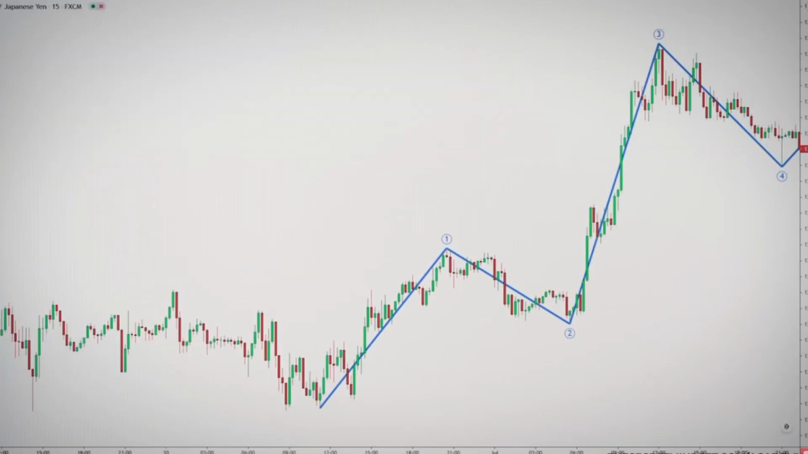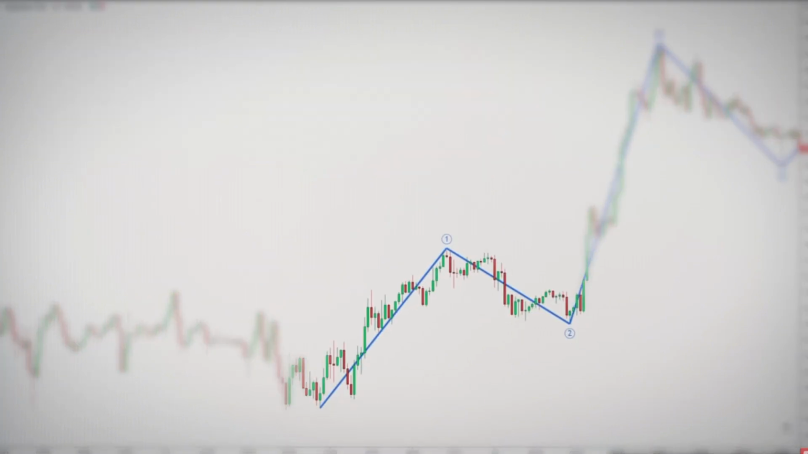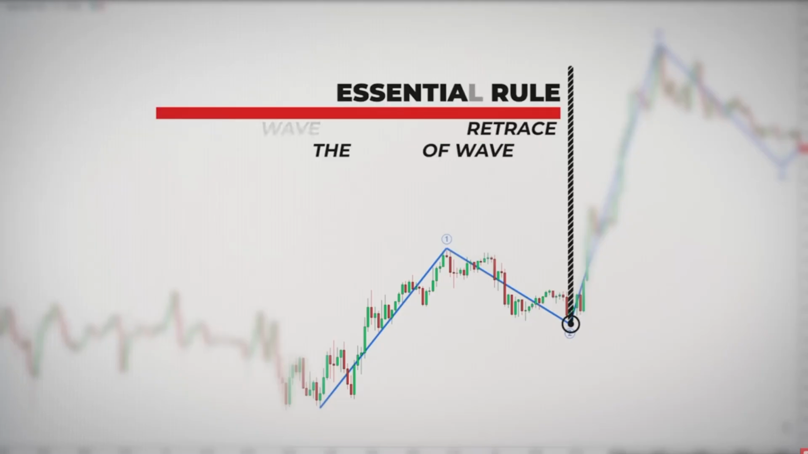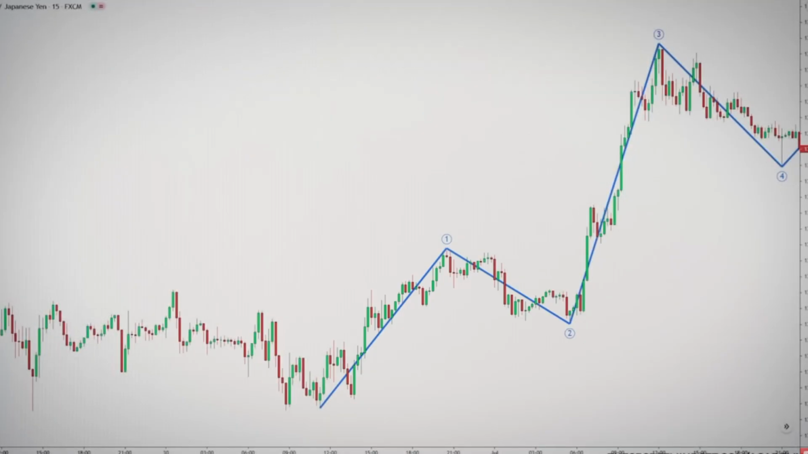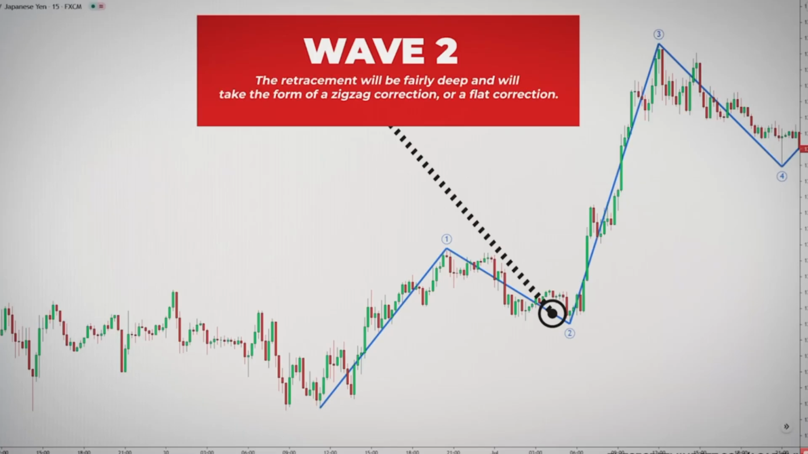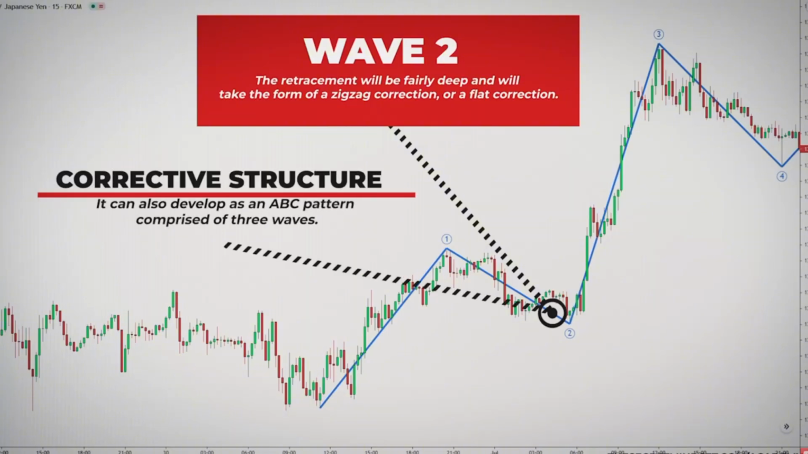Remember the unbreakable rule within Elliott wave theory: wave 2 cannot retrace below the start of wave 1. Informed traders will begin to recognize this pattern and start a position to the long side of the market. Wave 2 will generally take the form of a zigzag or a flat correction. In either case, the retracement will be fairly deep. Additionally, since wave 2 is a corrective structure, it will develop as an ABC pattern comprised of 3 waves.